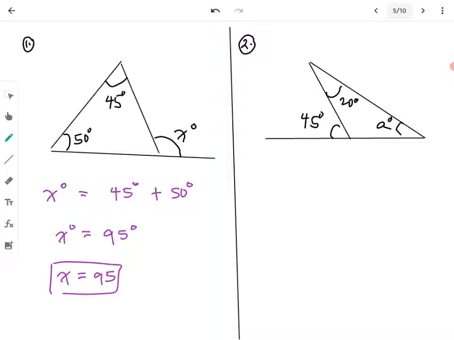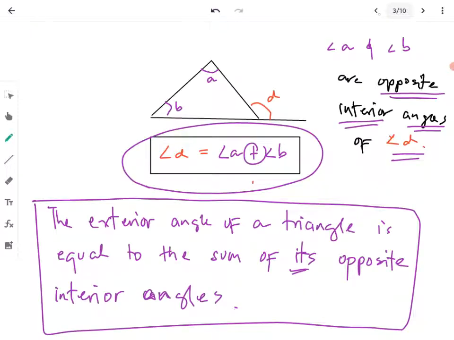So here we have A being the unknown, 20 is one of the opposite interior angles, and 45 degrees is our exterior angle. So we say the exterior angle is just the sum of the two opposite interior angles. Let us emphasize this equation first. These are the opposite interior angles. This is the exterior angle. So we are simply following this principle.